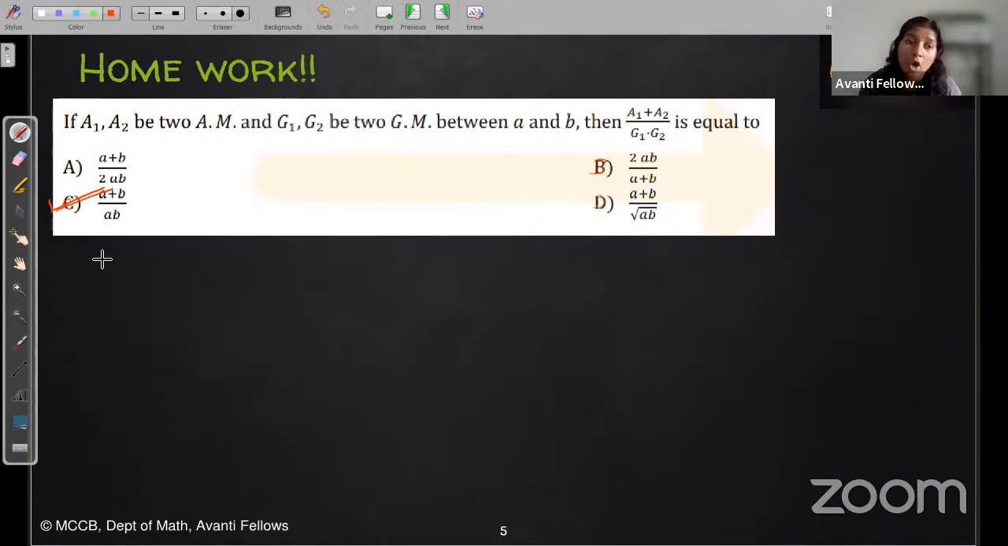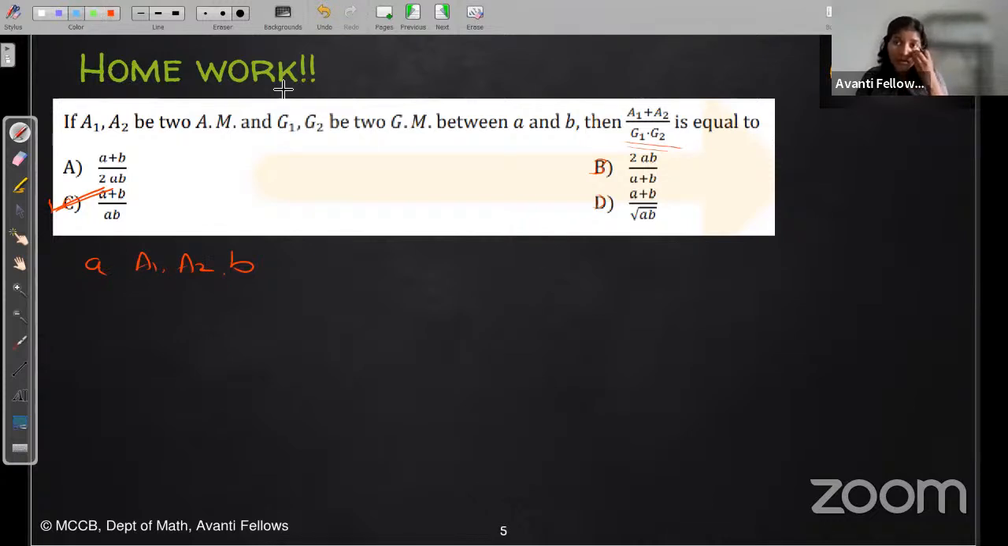Well, how did we get option C? Let's see it. What is the question? The question is, if A1, A2 are two arithmetic means and G1, G2 are two geometric means between A and B, then (A1 plus A2) divided by (G1 into G2) is equal to what? They said that there are A and B, and A1 and A2 are arithmetic means between A and B, right?